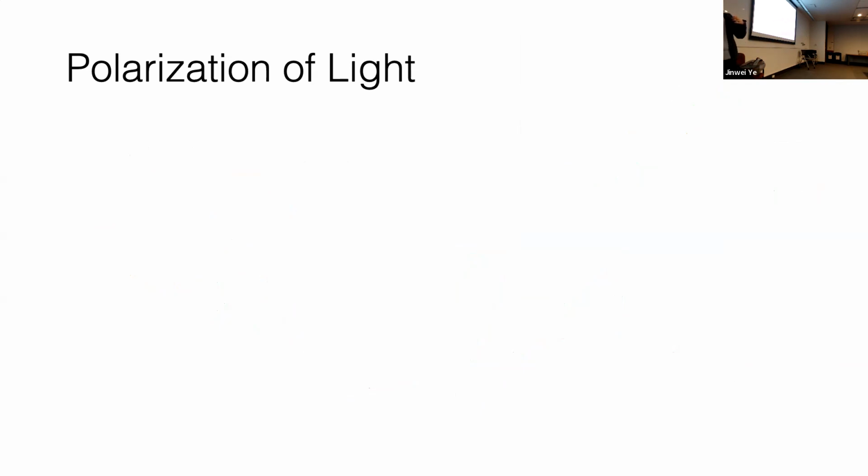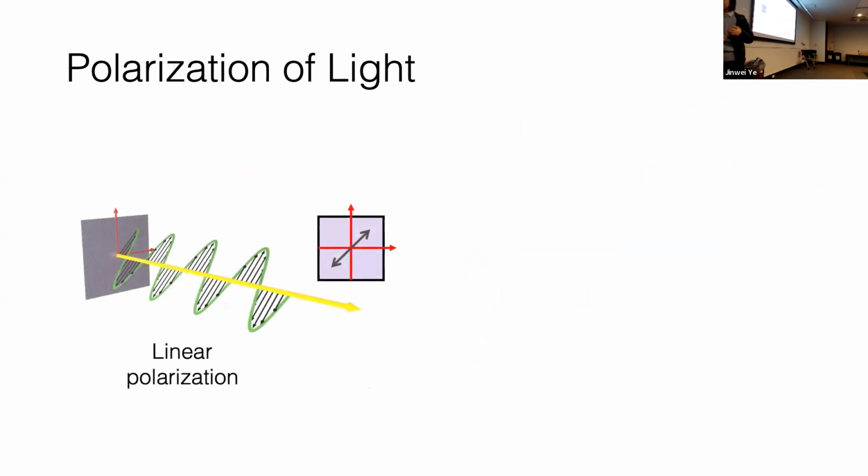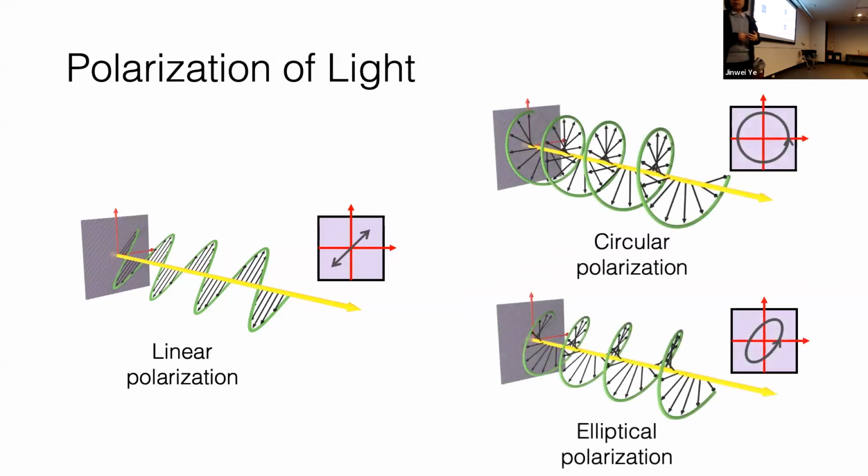So the polarization state is the way the light is polarized, and there are three basic states of polarization. One is the linear state, where the vibration direction is along a fixed direction on the plane. We also have circular and elliptical polarization, where the vibration direction also rotates as the light propagates. For the elliptical one, you can think of it as a combination of linear and circular.